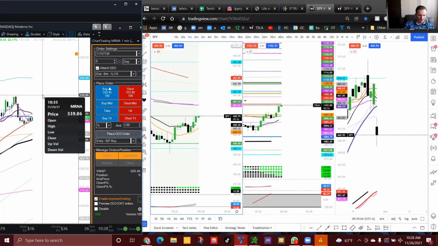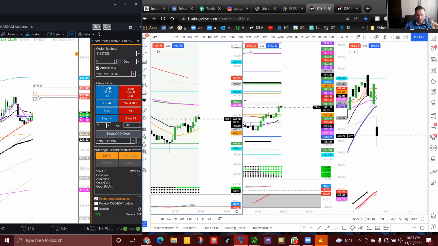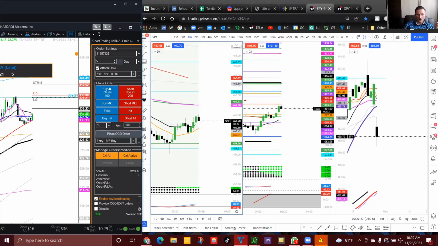Okay, so OSO orders here. As you can see, if you're not familiar with an OSO order, order sends order. What happens is when I put these in, it's going to put my limit order, my take profit below, and my stop loss above. And if I was buying, then it would do the opposite.